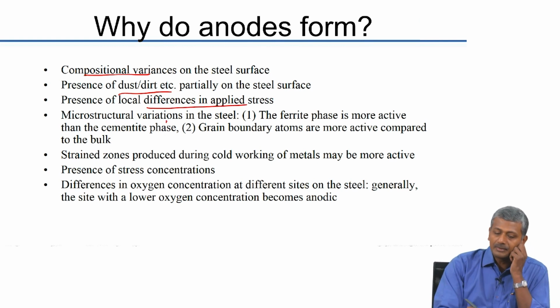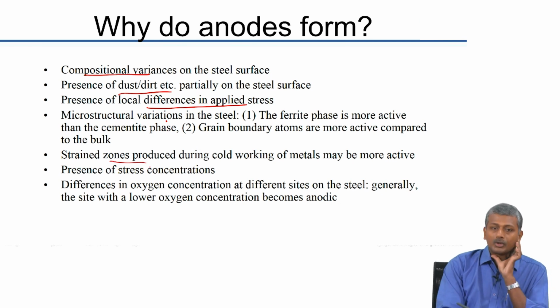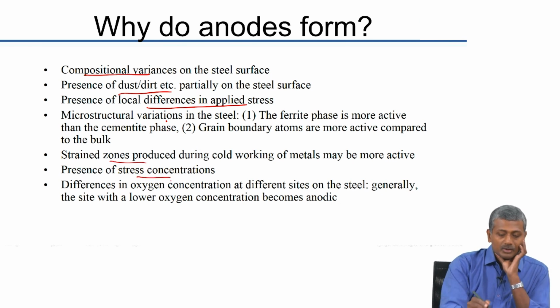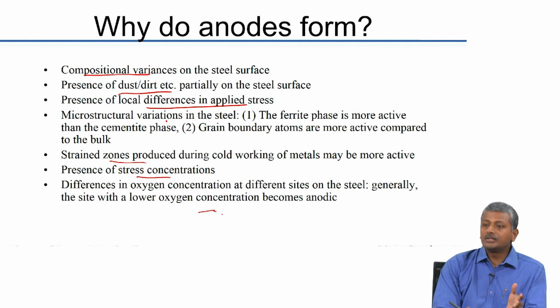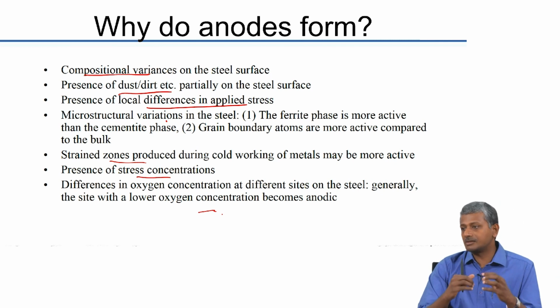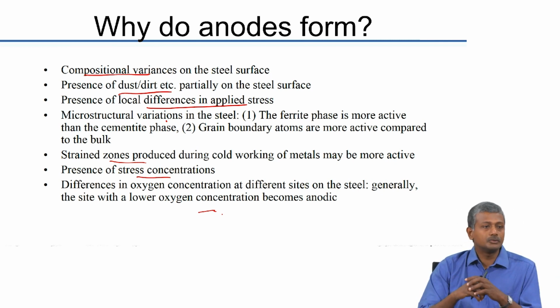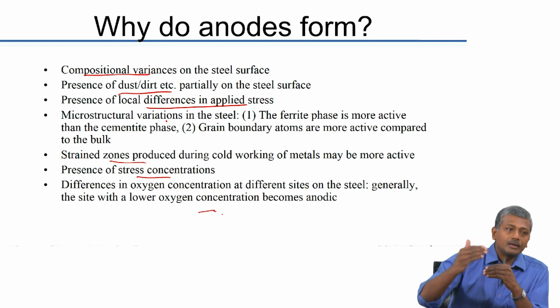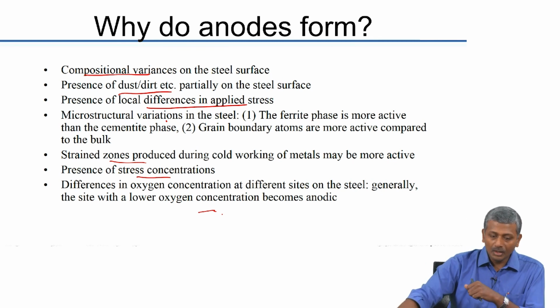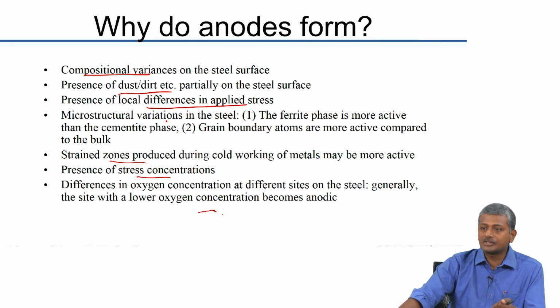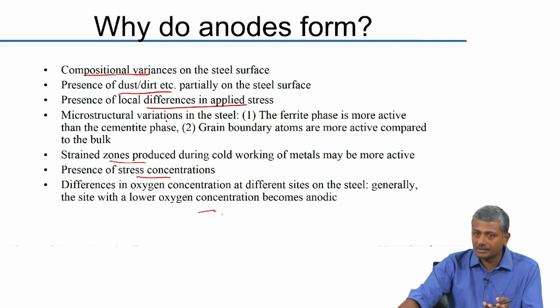Microstructural variations in the steel, strains induced during cold working of the steel, stress concentrations and differences in oxygen and moisture concentration will lead to creation of anodic and cathodic sites on the same steel surface, and that is very critical for us to address, because now this is not really one steel corroding because of another, it is happening on the same steel surface. So, obviously the one thing we need to understand from here is that steel has to be used in an extremely clean state inside the concrete.